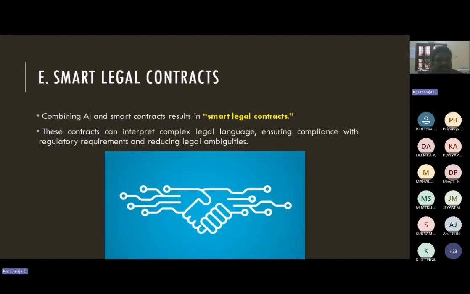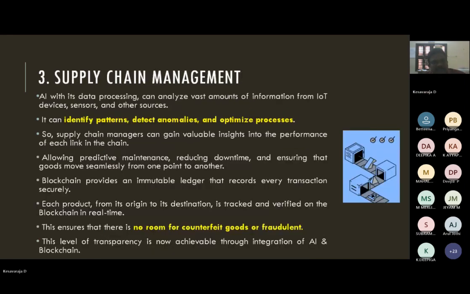Then legal contracts. Combining AI with smart contracts can provide smart legal contracts. A legal contract merged with NLP is called a smart legal contract. Then the next research area: the first one was security, the second one optimization, and under that, contract error, risk, etc.